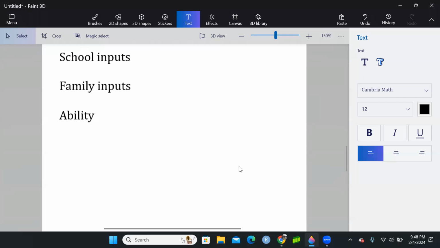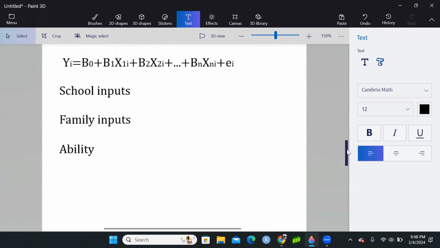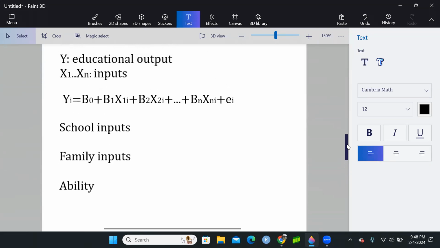But you could imagine finding some proxy for ability to use in your function, like a blunt instrument might be something like an IQ test, although it would be expensive to have IQ tests for all of your students in a study. That's sort of beyond the point. We might do another episode and talk about it.